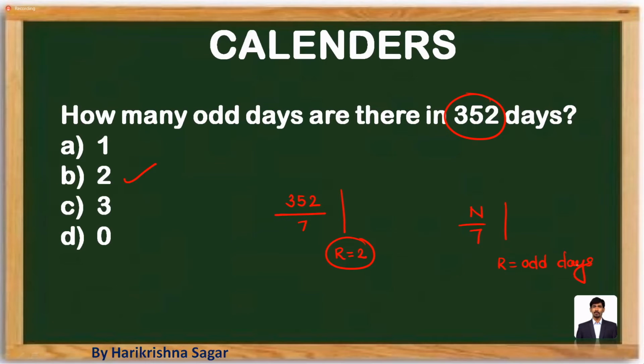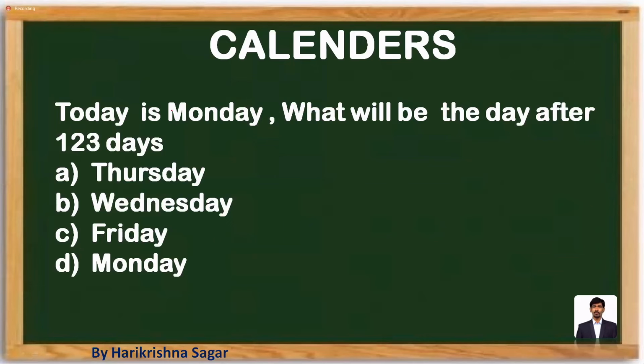Similarly, now just look at a question. The question is projected in such a way that today is Monday. What will be the day after 123 days is the question. So first observe the day scale: Monday, Tuesday, Wednesday, Thursday, Friday, Saturday, Sunday. Today is Monday, so just highlight the reference one. What will be the day after 123 days is the question.